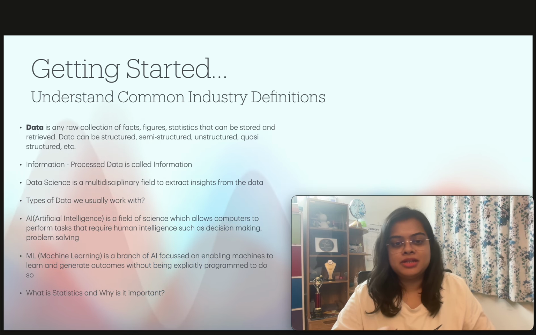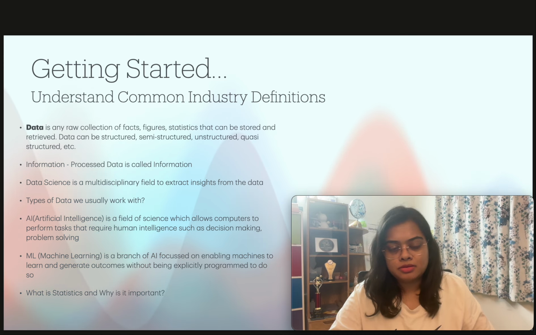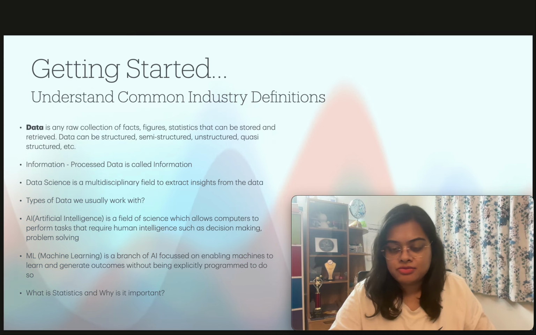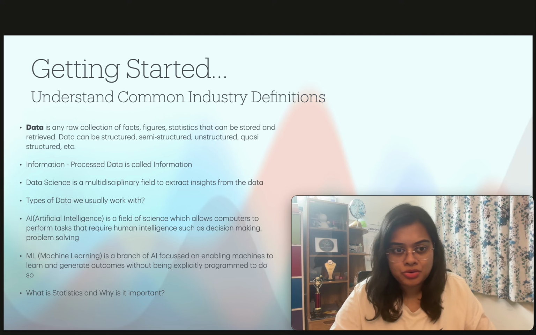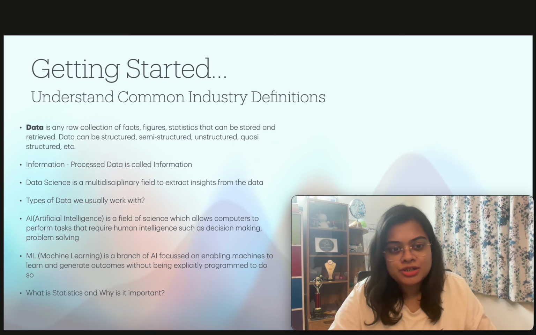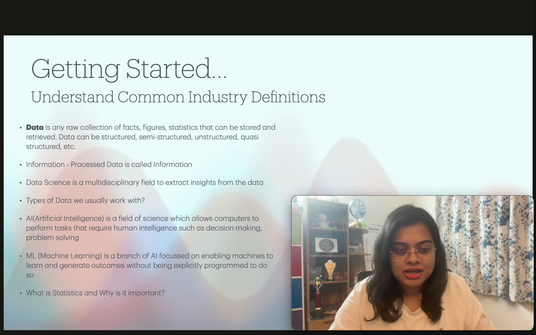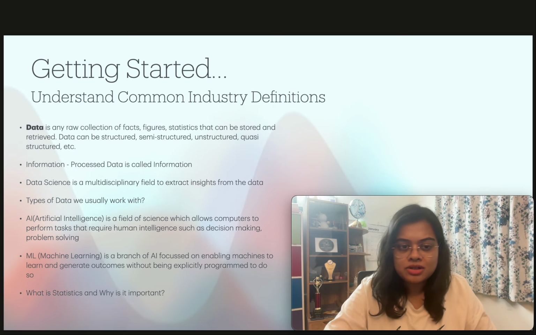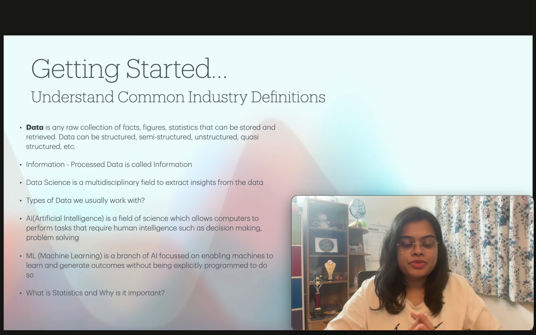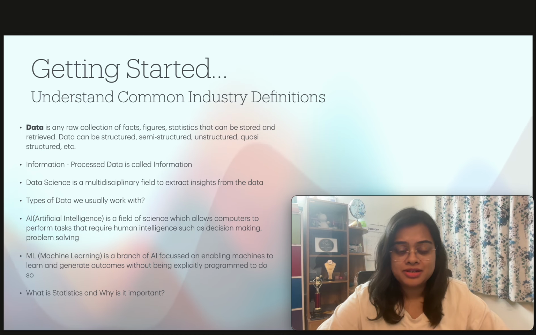If you process data, it is called information. So, data which is converted into something meaningful, if you process that raw data or raw collection of facts, figures into something useful, then it is called information. And if you further process information, it is called insight. So, insight can be used to make business decisions, drive business outcomes, etc. And then next is of course data science.